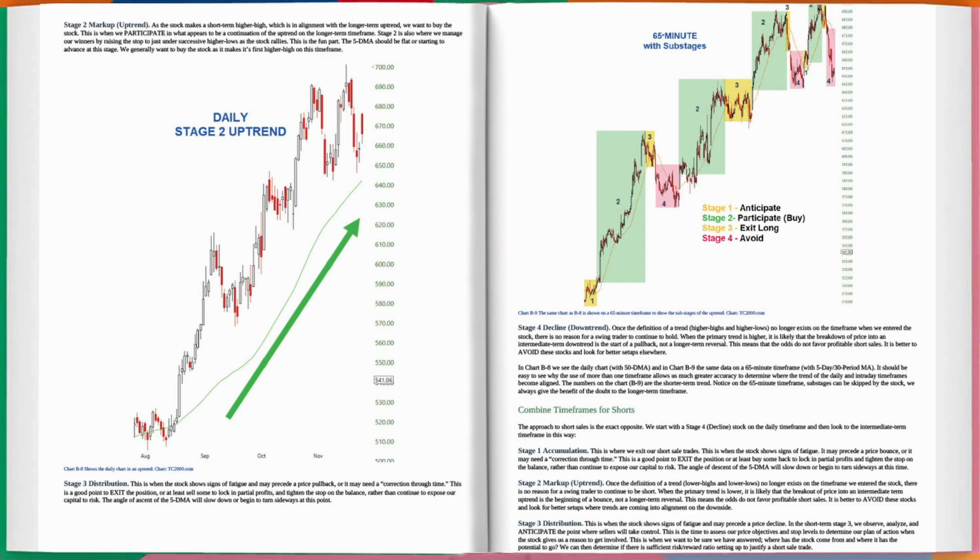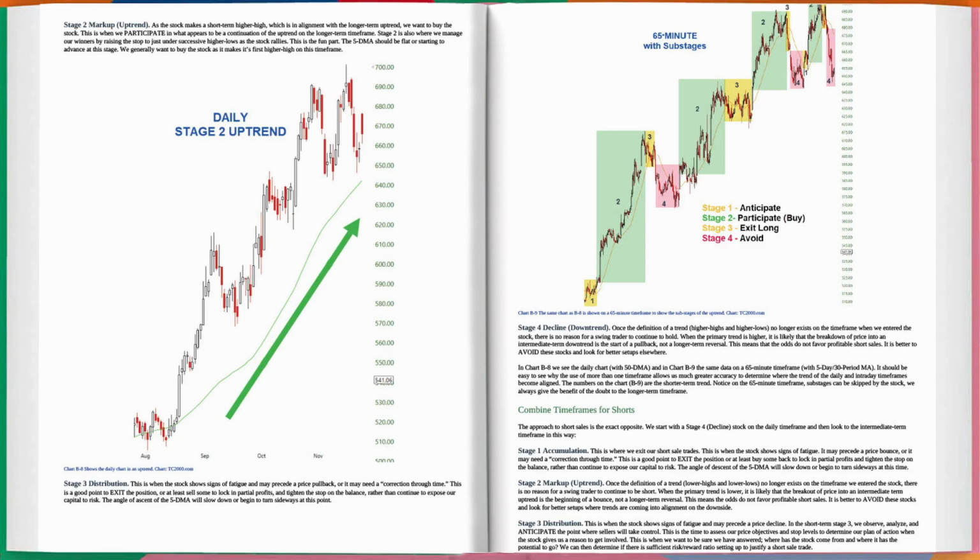This is when the stock shows signs of fatigue. It may proceed a price bounce, or it may need a correction through time. This is a good point to exit the position, or at least buy some back to lock in partial profits, and tighten the stop on the balance, rather than continue to expose our capital to risk. The angle of descent of the 5 DMA will slow down or begin to turn sideways at this time.